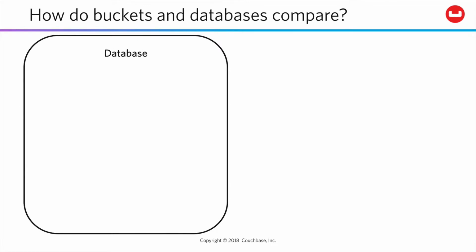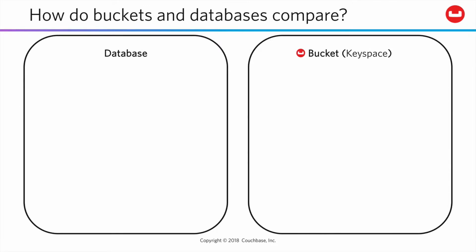In relational systems, that's a database. In Couchbase, it's a bucket. Now, a bucket is an unstructured document container, perhaps more easily thought of as a key space, because the hard physical limits are intentionally few. Document keys must be unique, and the maximum document size is 20 megabytes.